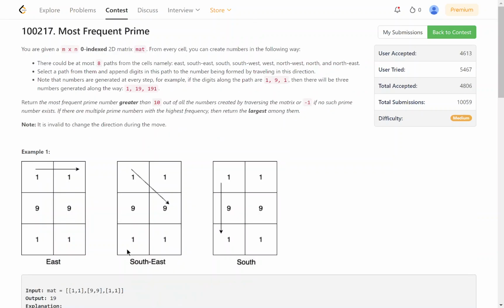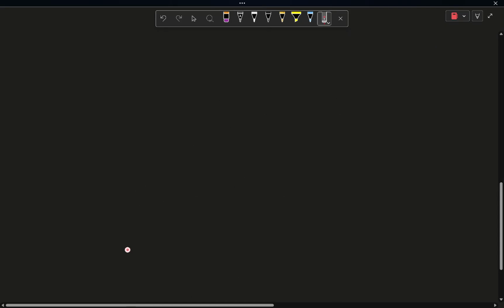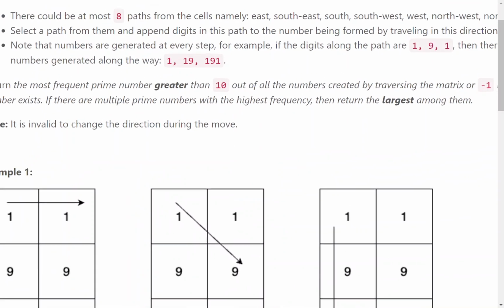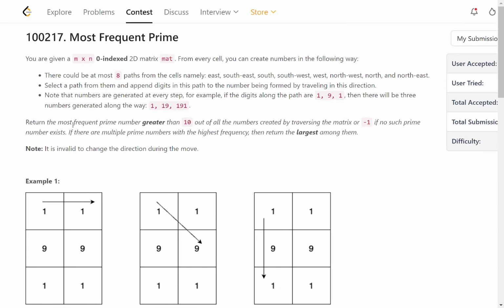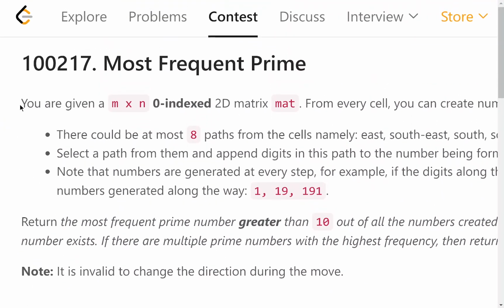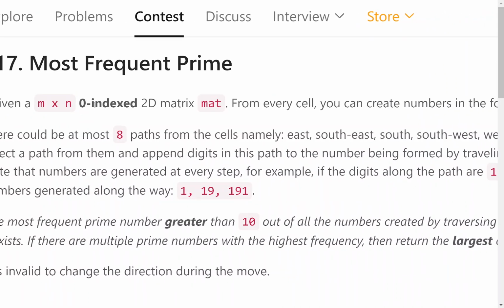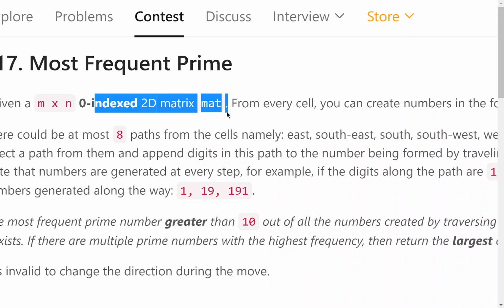Now let us see the third problem. The third one is a bit more interesting than the first and second. In fact, this is the most interesting problem. It is more interesting than the fourth one also, and probably simple also. The problem says that you are given an m into n zero indexed 2D matrix mat.